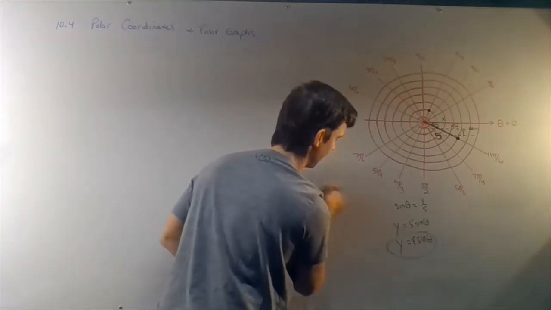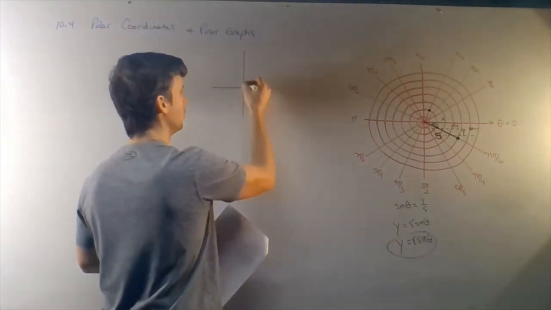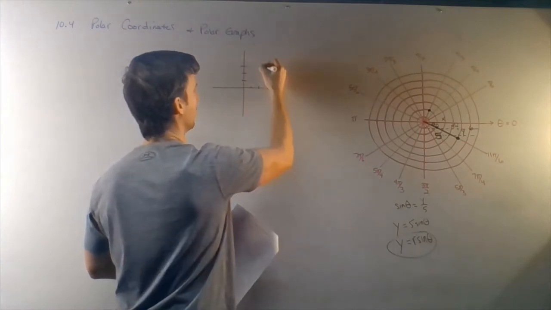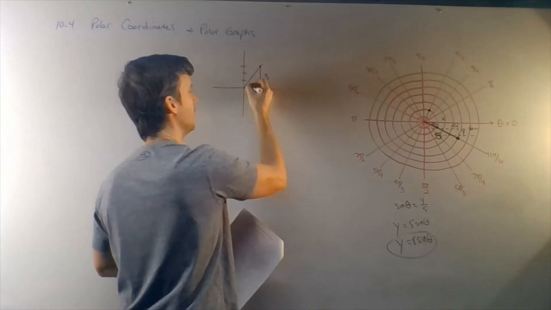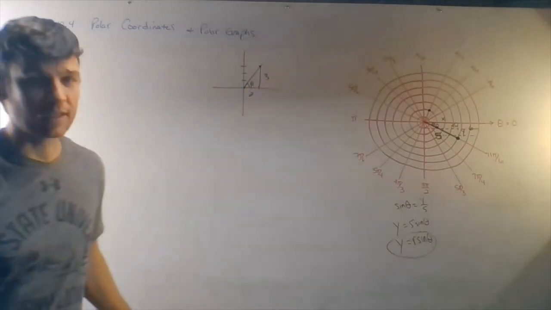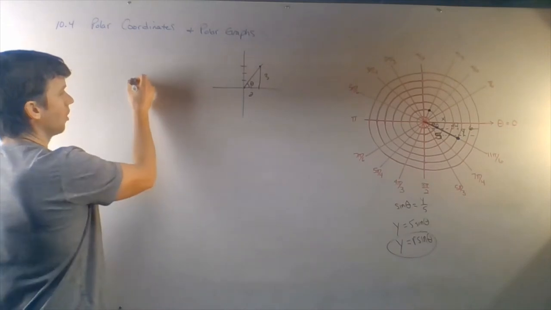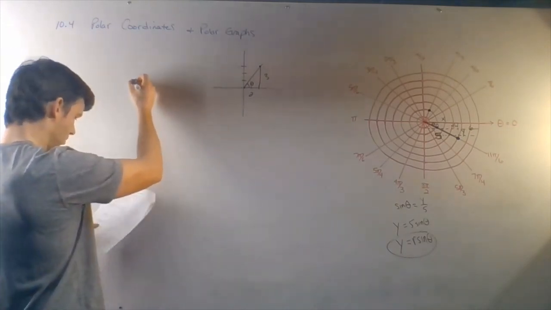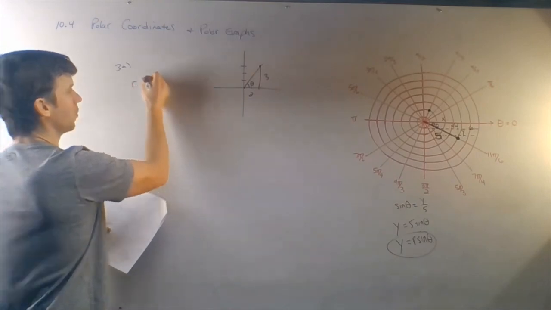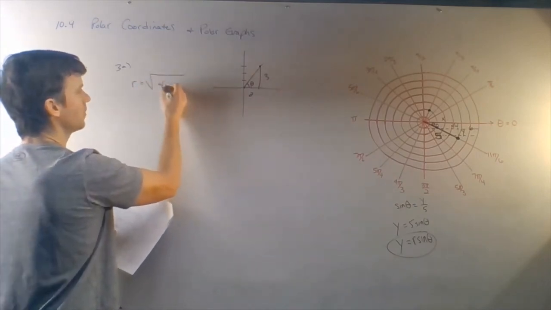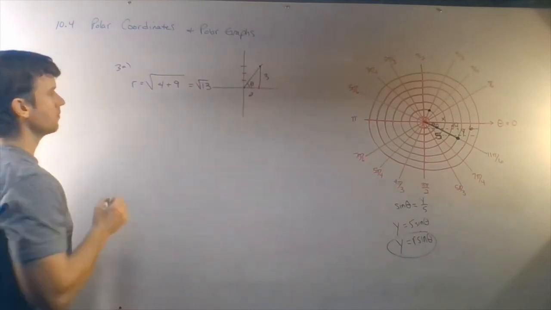Even if I don't have my formulas memorized, if I just think about right 2 and up 3, I need to find this length and that angle. That's it. It's a right triangle, guys. Okay? So, my r, this is example 3a, my r is going to be the square root of 2 squared plus 3 squared. We get the square root of 13.